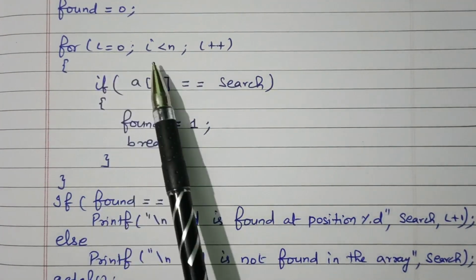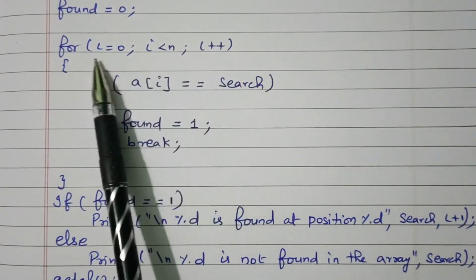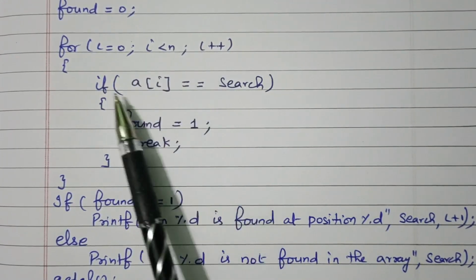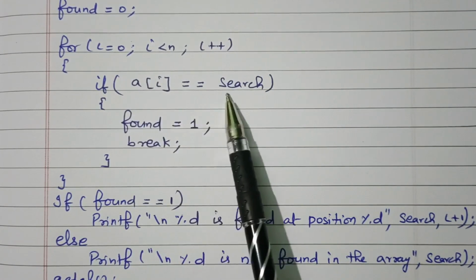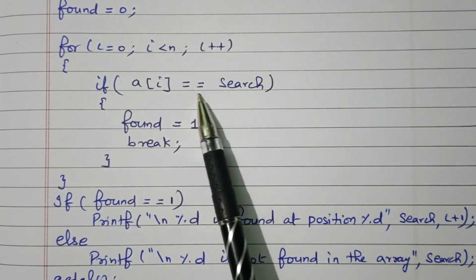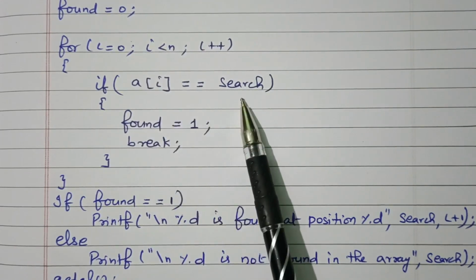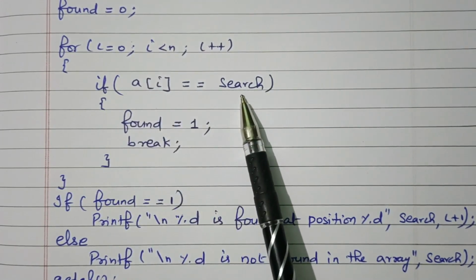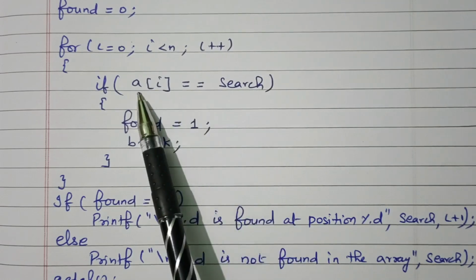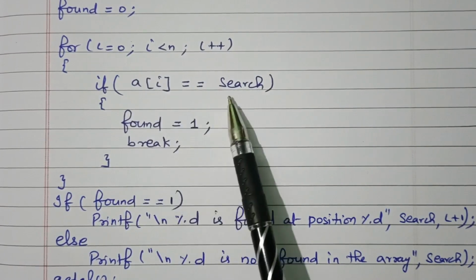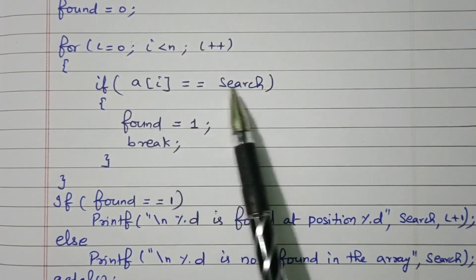For i equal to 0, i less than n, i plus plus. Again we open the loop because we need to check 10 elements, right? If a[i] double equal to search, the meaning is whether a[i] is equal to search. The search is nothing but the element to be searched, entered by the user. For a[0], i means first, 0. So the first element will be verified with the search, whether both are equal.